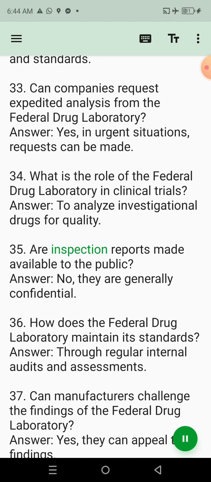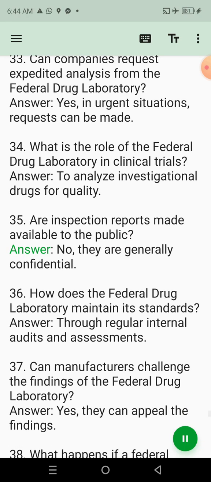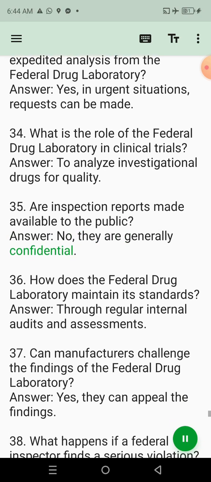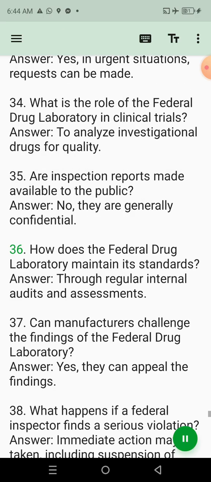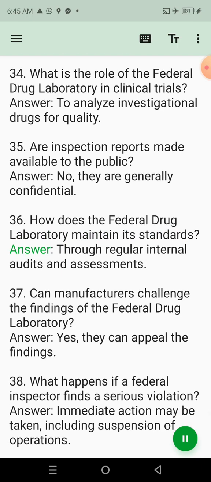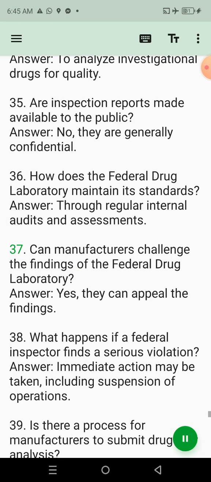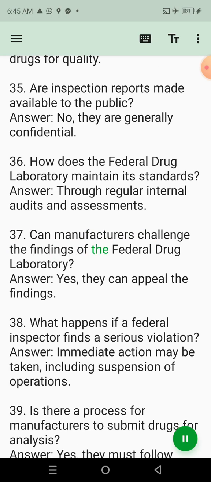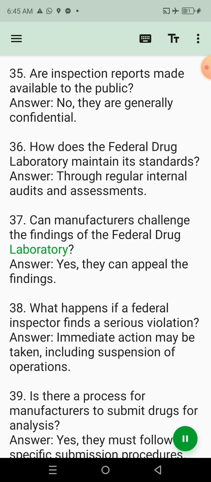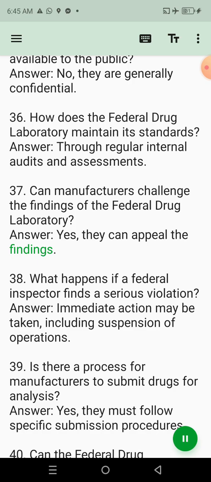35. Are inspection reports made available to the public? Answer: no, they are generally confidential. 36. How does the Federal Drug Laboratory maintain its standards? Answer: through regular internal audits and assessments. 37. Can manufacturers challenge the findings of the Federal Drug Laboratory? Answer: yes, they can appeal the findings.